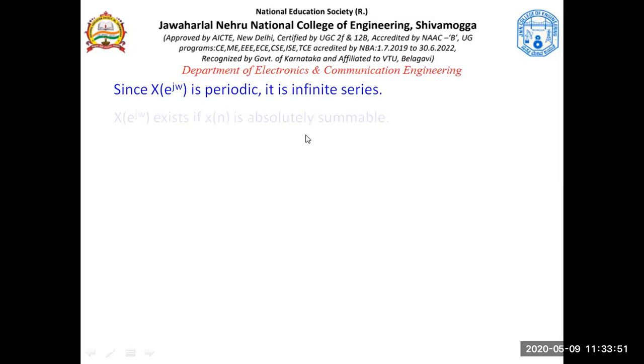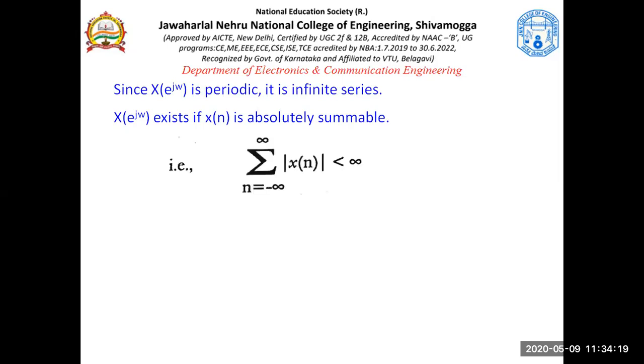Okay. Now, another thing that you should understand, this spectrum will exist only if x of n is absolutely summable. What is absolutely summable? x of n is a discrete time non-periodic signal because we are applying DTFT. That is understood. What is being absolutely summable? What does that mean? That means you consider x of n.